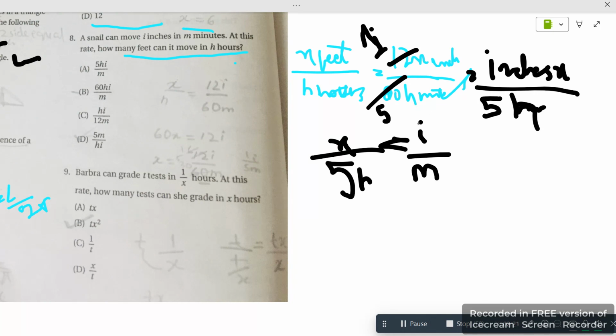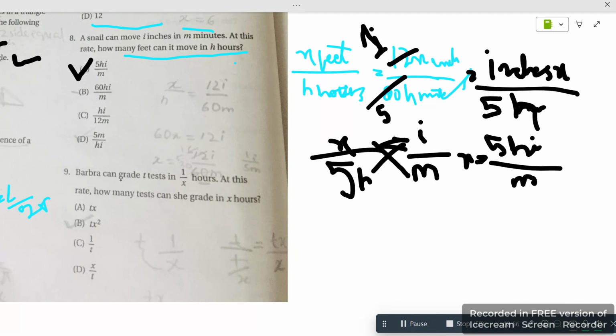Okay, this means when we cross multiply now, 5xI would be divided by m, and that is equal to, we are finding the x value here, so x would be separated, this 5 would be multiplied with this one I. So the answer you find is x is equal to 5Ih upon m. So A here is the right option.